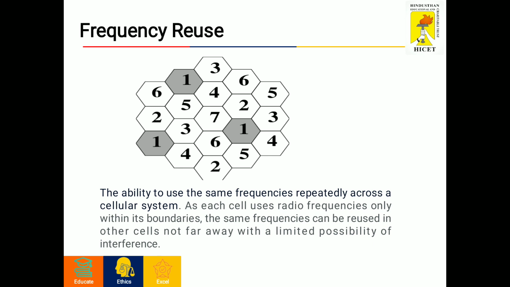Then coming to frequency reuse: the ability to use the same frequency repeatedly across the cellular system. Each cell uses a radio frequency only within its boundaries. If you see the figure, you will come to know: here, 7 different frequency groups are being used. The same frequencies can be reused in other cells, provided they are at a larger distance, that is, far enough apart with only a limited possibility of interference.